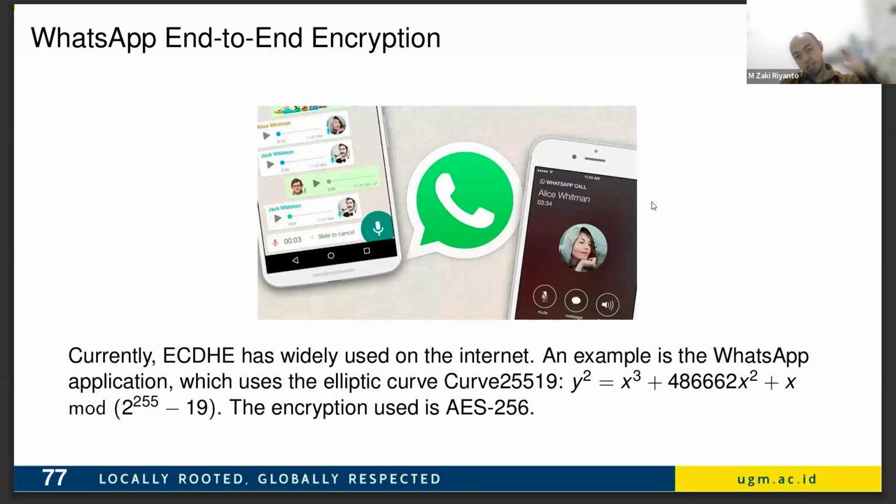Actually, now the ECDH, that is elliptic curve Diffie-Hellman exchange, is used widely on the internet. For example, the WhatsApp application that we use every day. WhatsApp uses a very famous elliptic curve, that is Curve25519. And the encryption that is used is AES 256 bit.